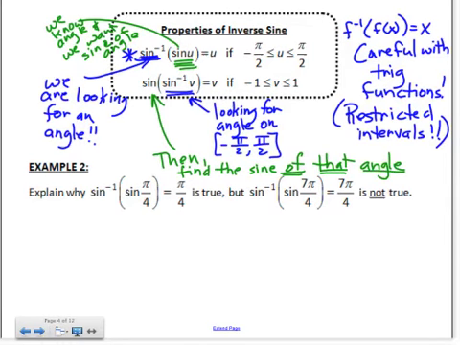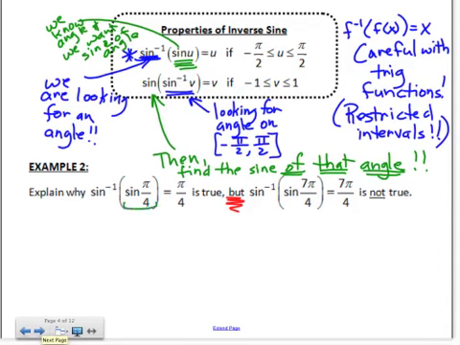Okay, so here we have an example. It says explain why the sine inverse of sine of pi/4 equals pi/4 is true, but the sine inverse of sine of 7 pi/4 equals 7 pi/4 is not true. Well, let's start with the left side, because this one is true.